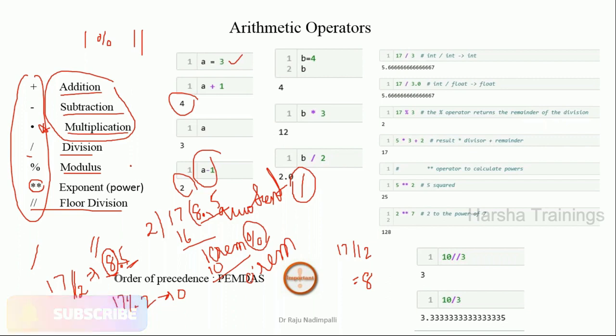Now, the third one is, for example, if I want 2 to the power 4, how can I write it? Like this: 2 star star 4. This star star is called power. 2 multiplied by 2 multiplied by 2 multiplied by 2. 2 twos are 4, 4 twos are 8, 8 twos are 16. Clear for you?